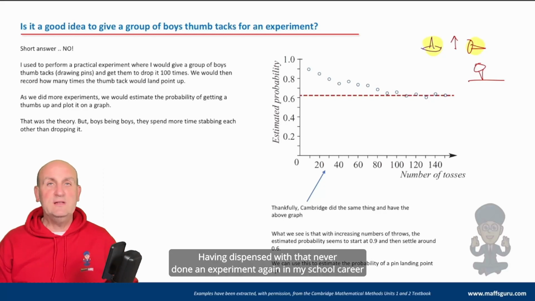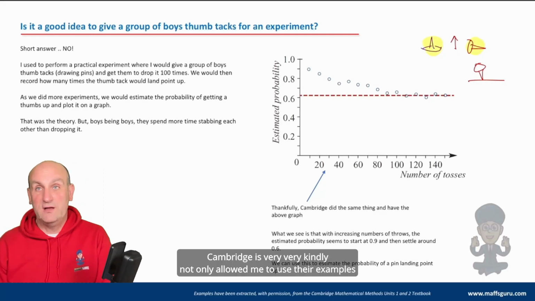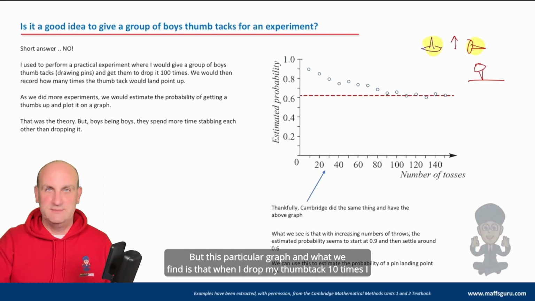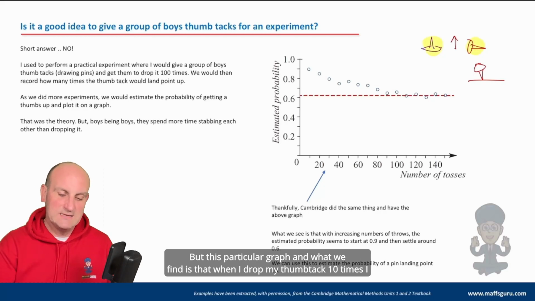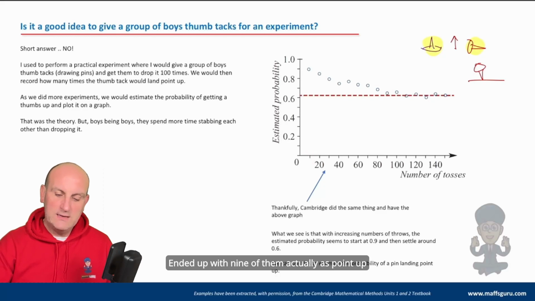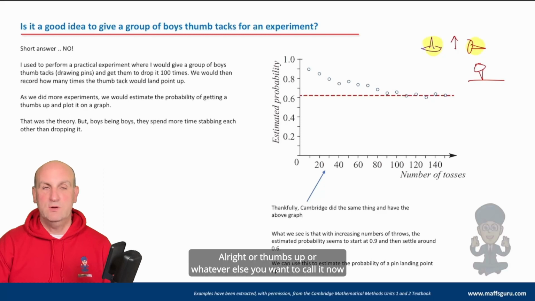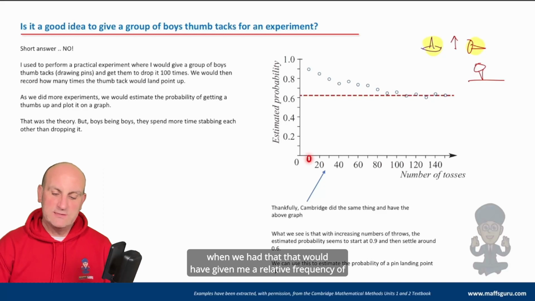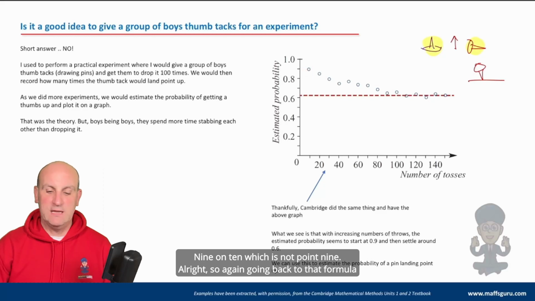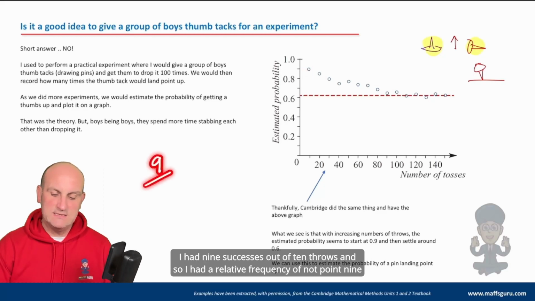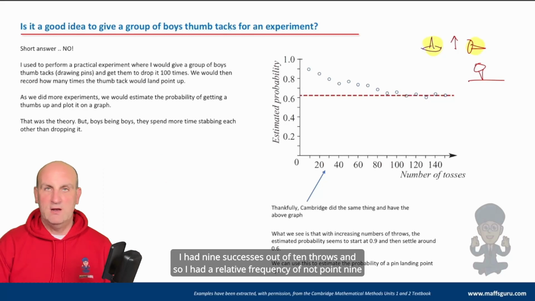Now, having dispensed with that, and never having done an experiment again in my school career, Cambridge has very kindly allowed me to use not only their examples, but this particular graph. And what we find is that when I drop my thumbtack 10 times, I ended up with 9 of them as point up, or thumbs up, or whatever else you want to call it. That would have given me a relative frequency of 9 on 10, which is 0.9. So again, going back to that formula, I had 9 successes out of 10 throws, and so I had a relative frequency of 0.9.